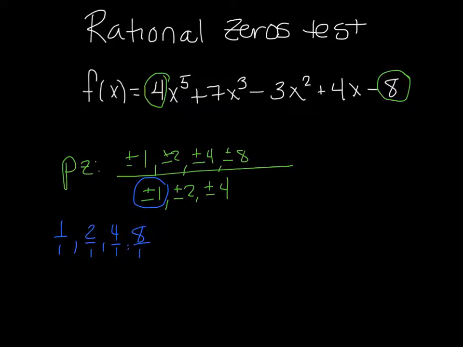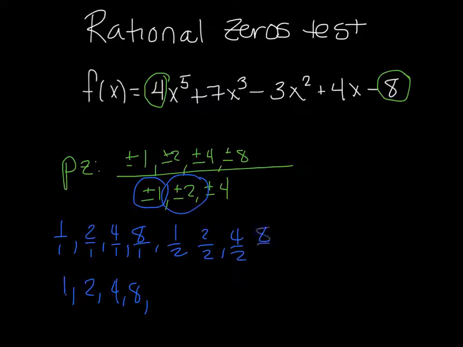Now, notice I didn't put plus or minus, and I should. These are all plus or minus because you could have the positive or negative version of that. I'm just trying to save some writing here. So what that means is I really have the numbers 1, 2, 4, and 8. Those are numbers I should try in my synthetic division to see if they work, to see if I have zeros there. But that's not the only thing. I also need to put them over 2. So I've got 1 over 2, 2 over 2, 4 over 2, and 8 over 2.